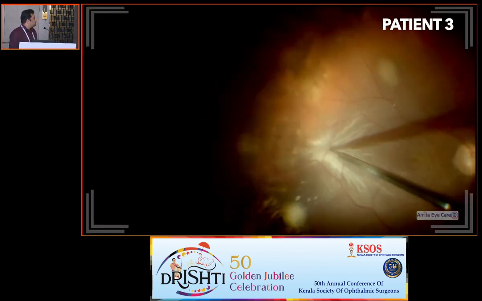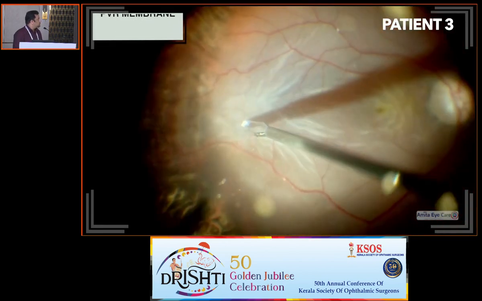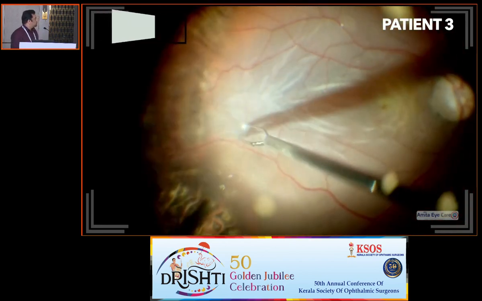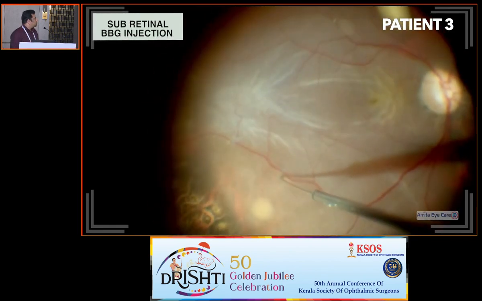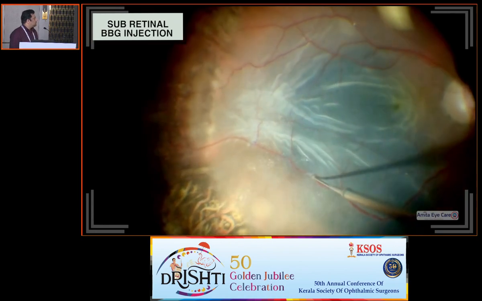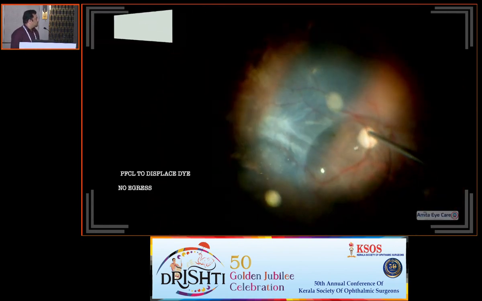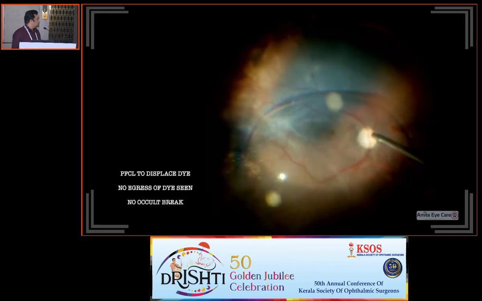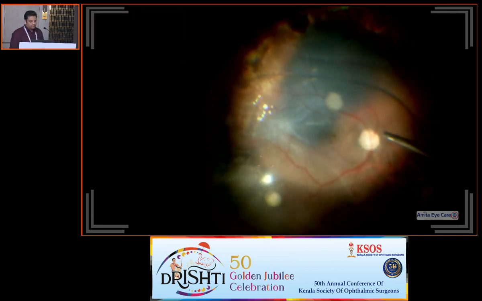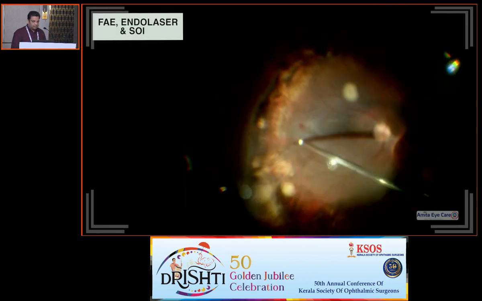In another case of recurrent retinal detachment, after peeling the PVR membrane we injected subretinal BBG to search for occult break and found none. We drained the subretinal fluid after making a draining retinotomy.